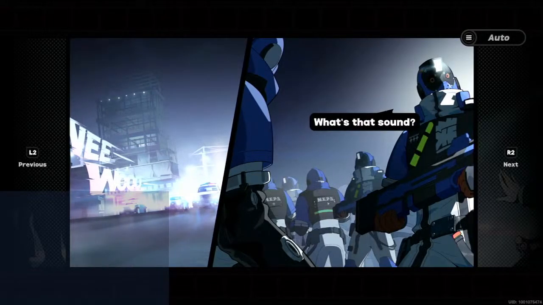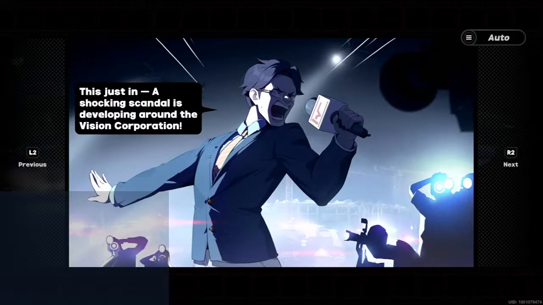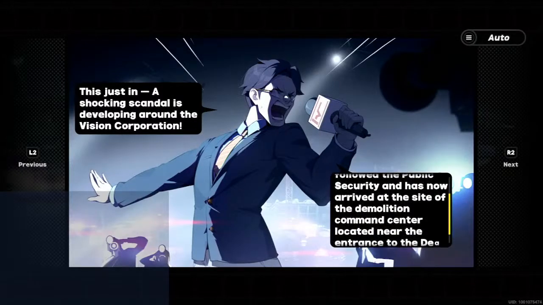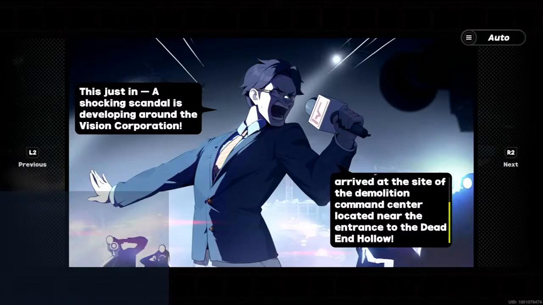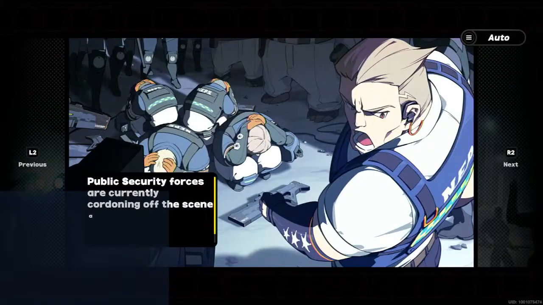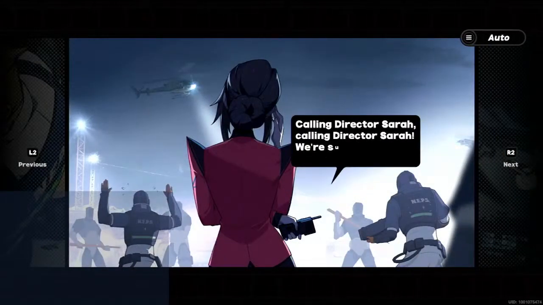What's that sound? This just in! A shocking scandal is developing around the Vision Corporation! After receiving a tip-off, our reporter followed the public security and has now arrived at the site of the Demolition Command Center located near the entrance to the Dead End Hollow. Public security forces are currently cordoning off the scene and have subdued a number of unidentified individuals posing as law enforcement. Calling Director Sarah! Calling Director Sarah!